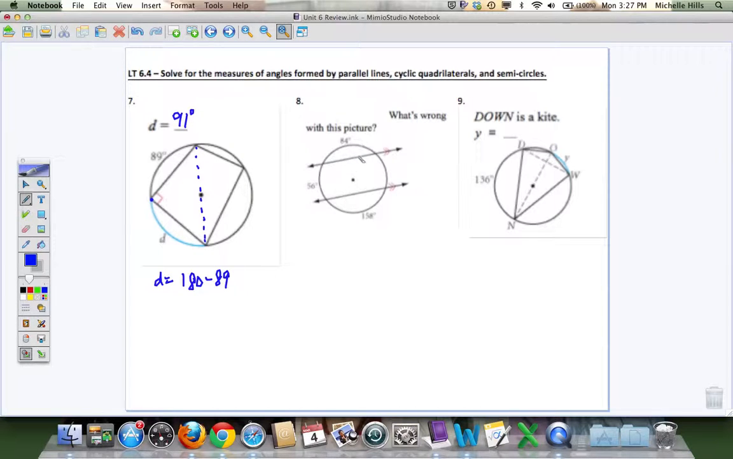So what's wrong with this picture? Well, what's wrong with this picture is this. If lines are parallel, and I'm just going to label this arc measure X, X equals 56 degrees.